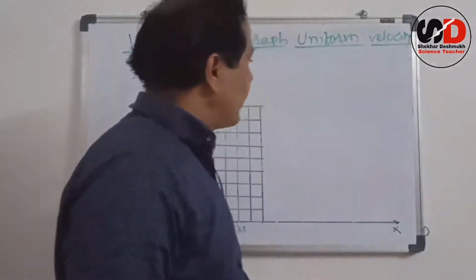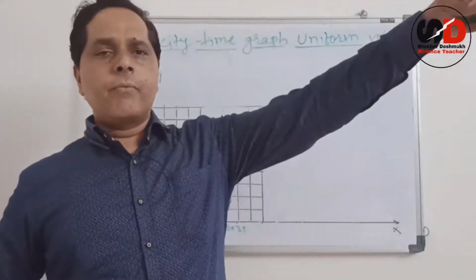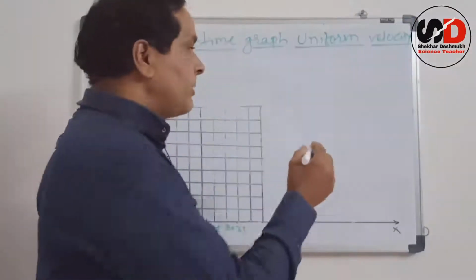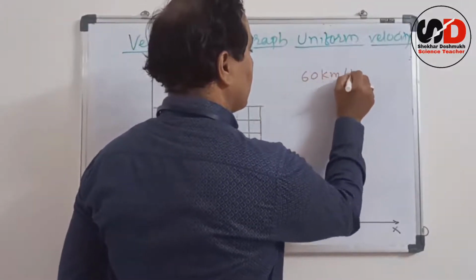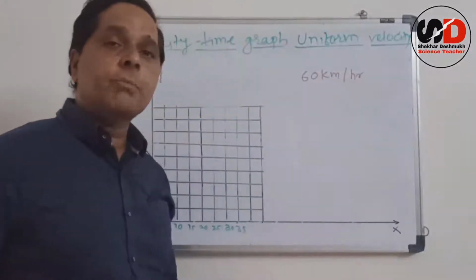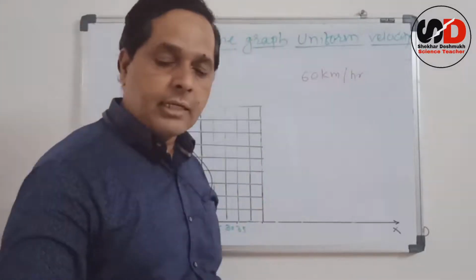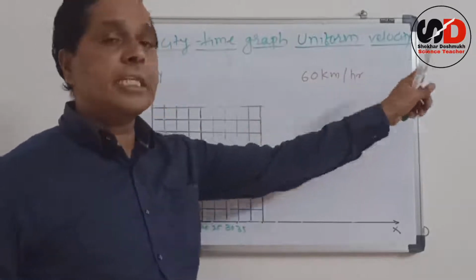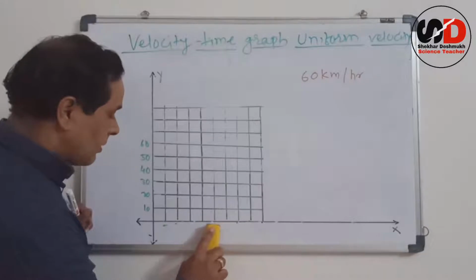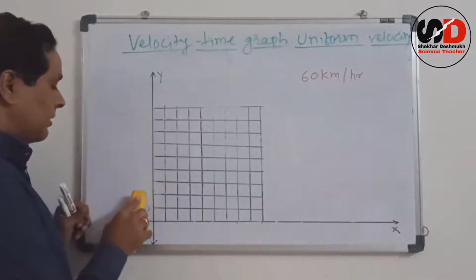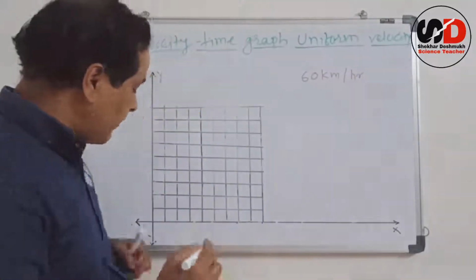So the example is given, a train is running with a constant speed of 60 kilometers per hour, for 5 hours. 5 घंट्यासाठी ट्रेन 60 किलोमीटर पर आवर या स्पीड ने जाती है. The graph is given here. ग्राफ दिलेला आहे आपल्याला.